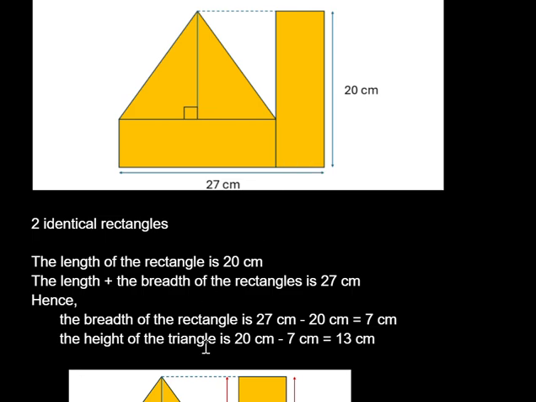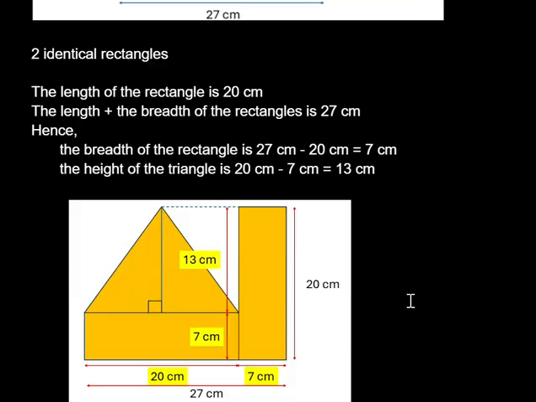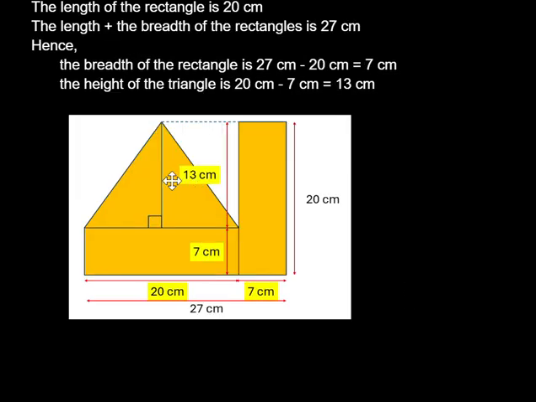At the same time, the height of the triangle is 20 minus 7 centimeter equal to 13 centimeter. Why? Because this whole height is 20. Now we know that this is 7. So here the height of the triangle itself must be only 13. So from the question, these are the extra numbers that I can find.